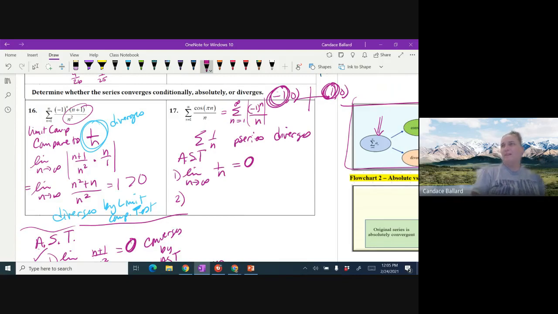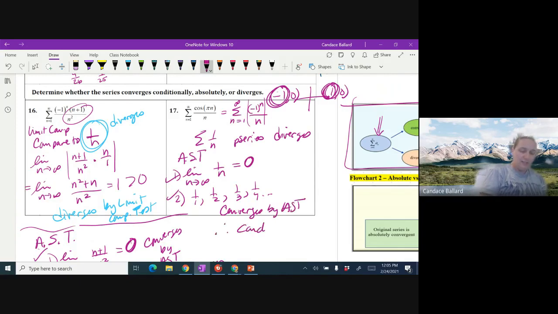Okay. Then I've got to look and see if my terms are decreasing. So I put in a 1, I get a 1. I put in a 2, I get a 2. I put in a 3, I get a 3. I put in a 4, and so on. So we definitely have the two conditions met. So it converges by the alternating series test. Therefore, it is conditionally convergent.